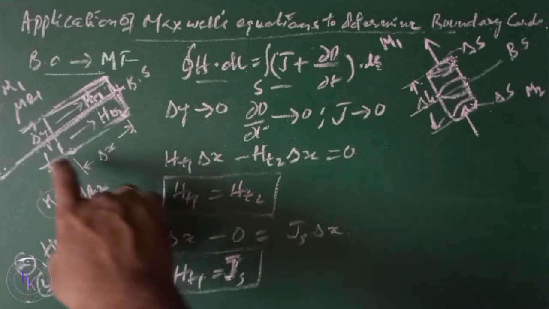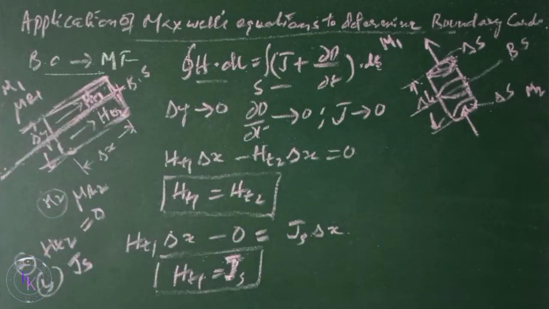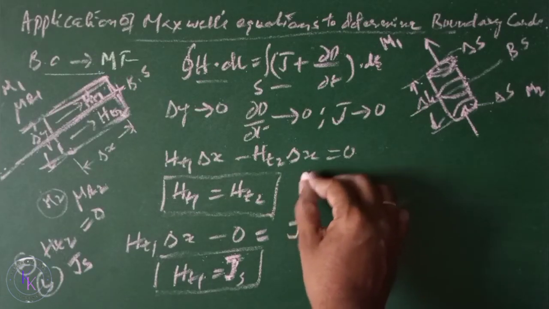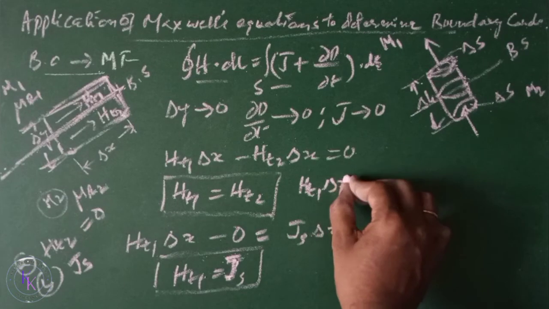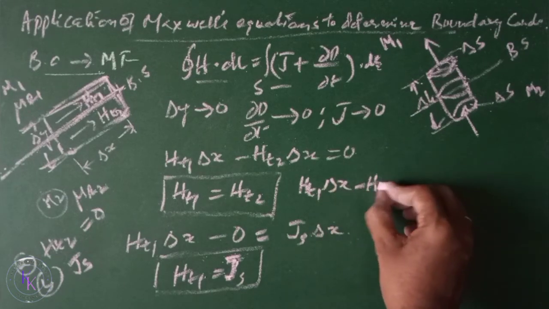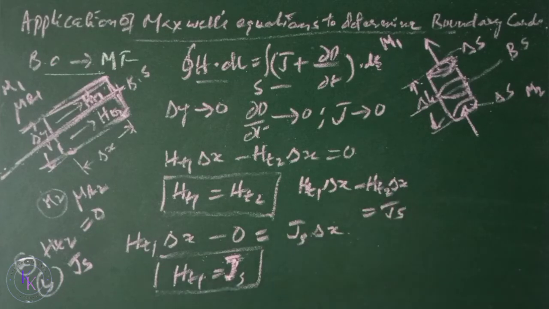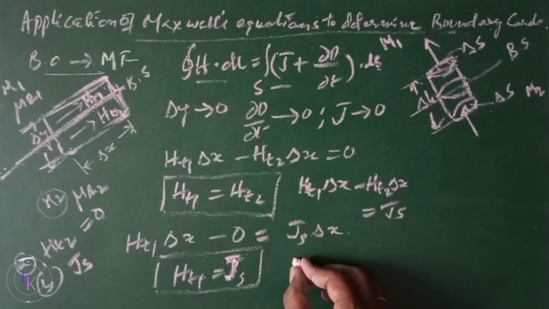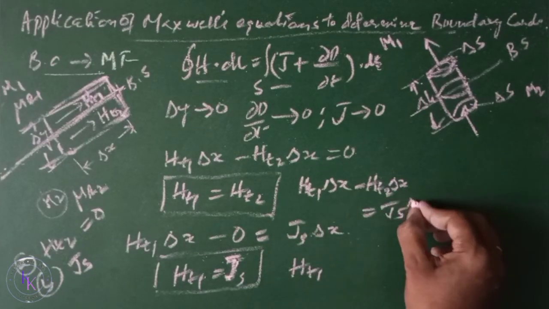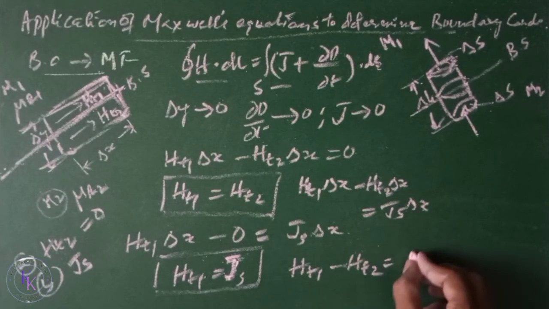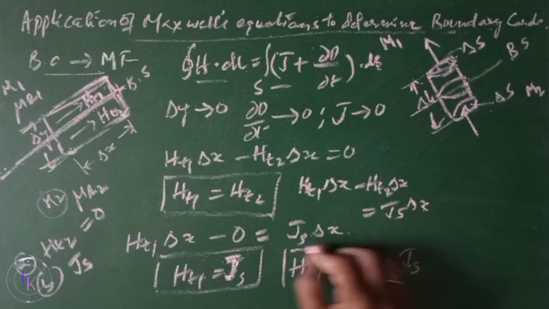Now if this surface is a current sheet of current density Js, then in this equation Ht1 delta x minus Ht2 delta x equals Js delta x. Now from this we can write delta x times Ht1 minus Ht2 equals Js.